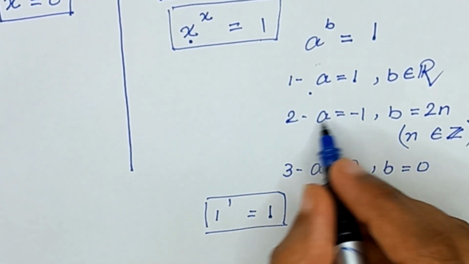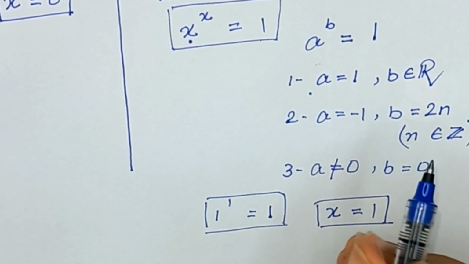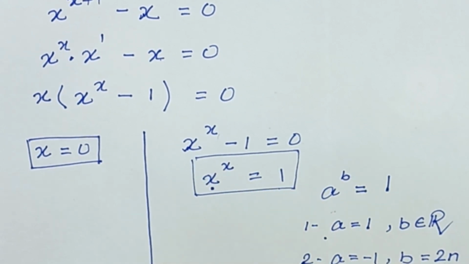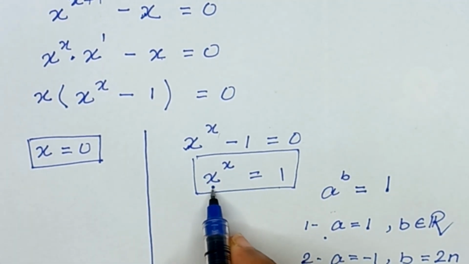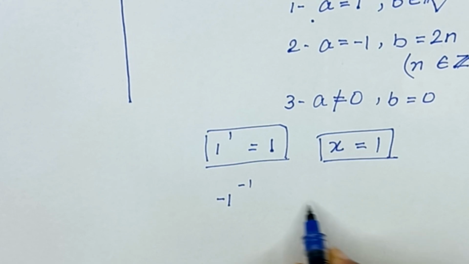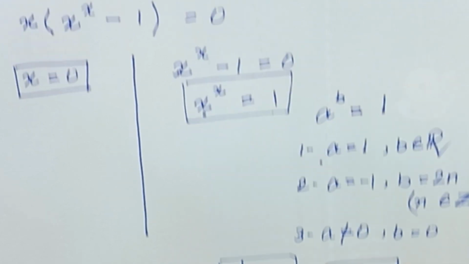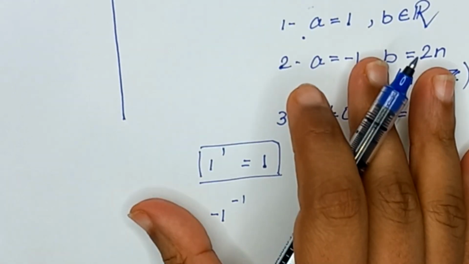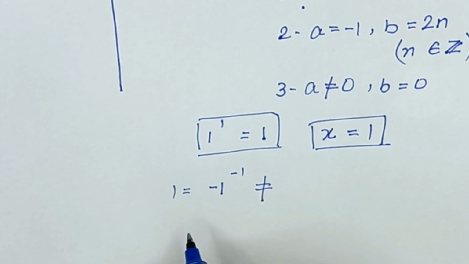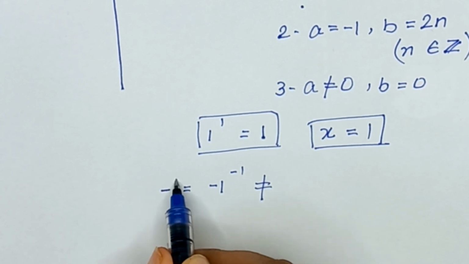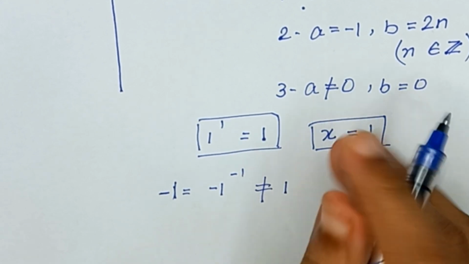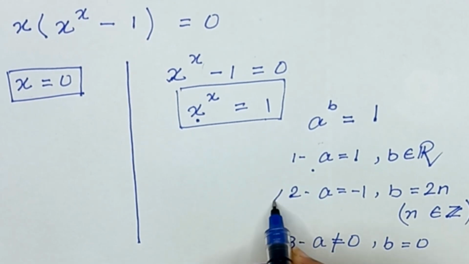Now the second case is a equal to minus 1. So here x raised to the power x. When we substitute x as minus 1, it will become minus 1 raised to the power minus 1. And minus 1 raised to the power minus 1 is not equal to 1, because it will be equal to, sorry, minus 1. So it means the second case will not hold here.